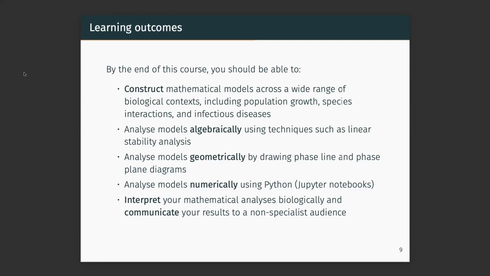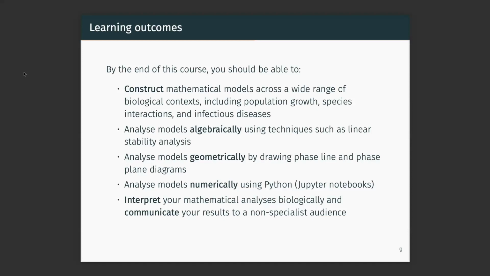We're going to be thinking about how we can do some geometrical analysis. We don't have to do things algebraically all the time. We can draw things like phase line or phase plane diagrams to help us to understand things visually. I find these to be particularly powerful to help give you some intuition as to what's going on. And also some numerical analysis. So I won't be teaching Python in these lectures, but there'll be some support for Python, especially during the tutorials.